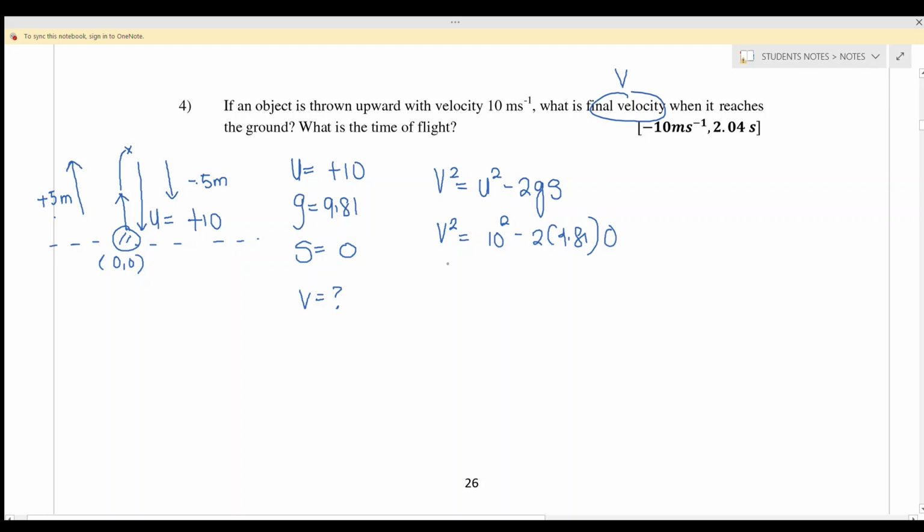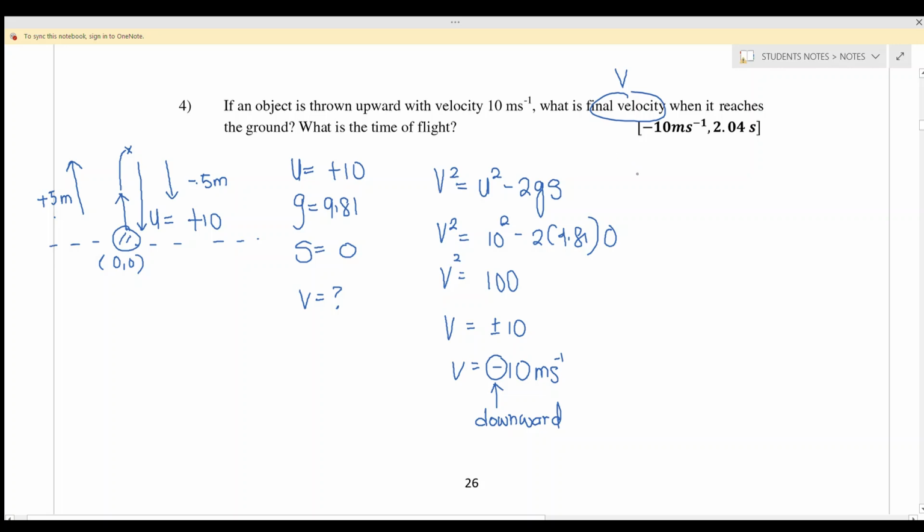Okay, so v squared equals 100. So our v will equal positive or negative 10. Of course we will take negative 10. Why? Because when it reaches the ground, it will move in the downward direction. The direction is downward, so we will choose negative 10 meters per second. So this is the velocity when it reaches the ground.